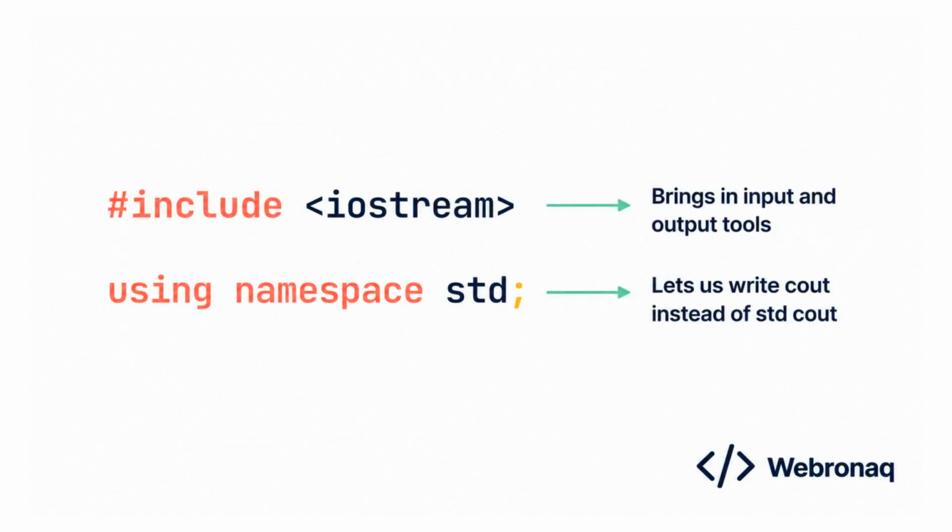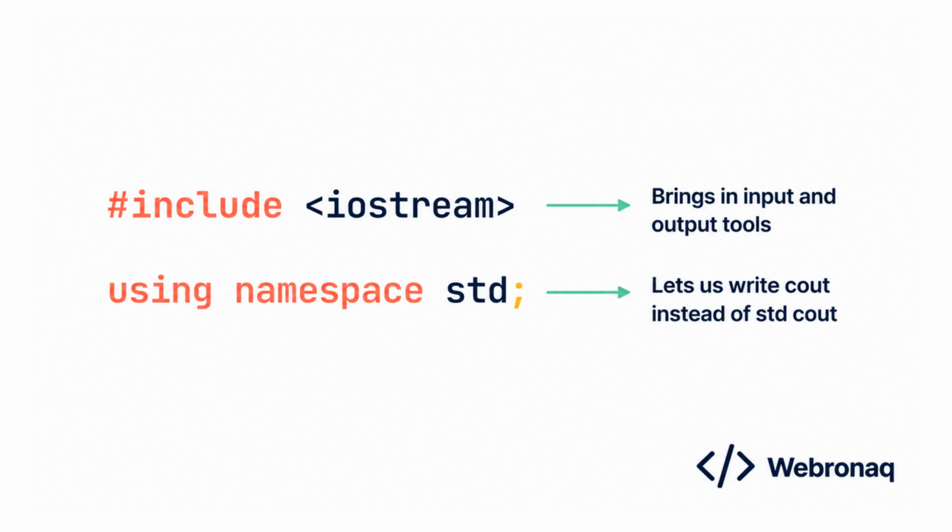Every C++ program starts with a couple of setup lines, and these two are doing real work even though they look like boilerplate. The first line, #include <iostream>, is pulling in the input-output stream library. Think of it like loading a toolbox before you start a job. Without this line, the compiler has no idea what cout or cin even mean. The iostream header is what gives us the ability to print to the screen and read from the keyboard.